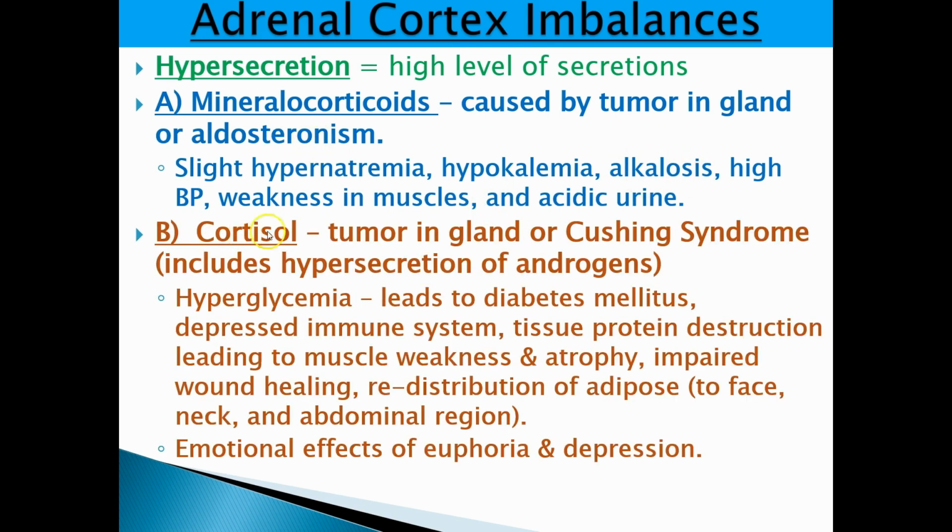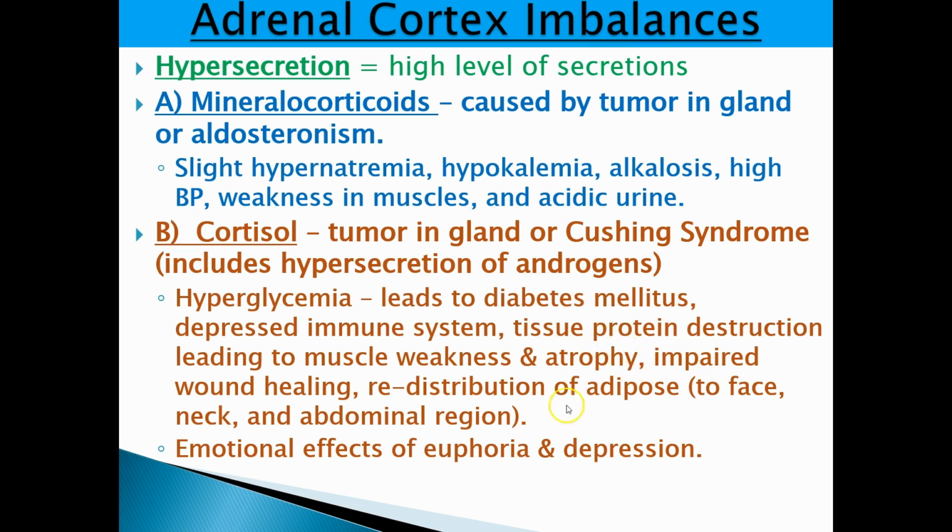All right, cortisol. Having too high of cortisol secretion, notice this is often a tumor in the gland, and this can be called Cushing's syndrome. So know Cushing's syndrome, and this can involve hypersecretions of androgens as well, but we're going to focus on the cortisol. So notice, again, cortisol's goal is to create glucose. Hyperglycemia can lead to diabetes, but the main point that I would stress is tissue protein damage. All right, so know that.